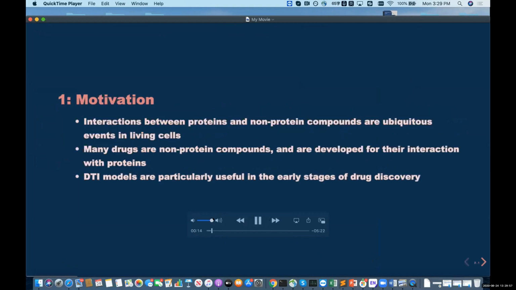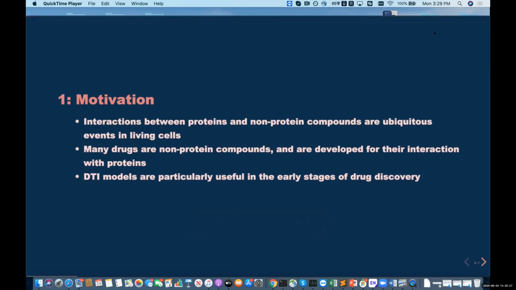Interactions between proteins and non-protein compounds are ubiquitous events in living cells. They are an integral part of normal molecular biology, defining the nature of cells, tissues and whole organisms. Many drugs are non-protein compounds, and are developed for their interaction with proteins. The discovery of drugs which will activate, inhibit or otherwise affect functional proteins is the basis of many medical interventions.